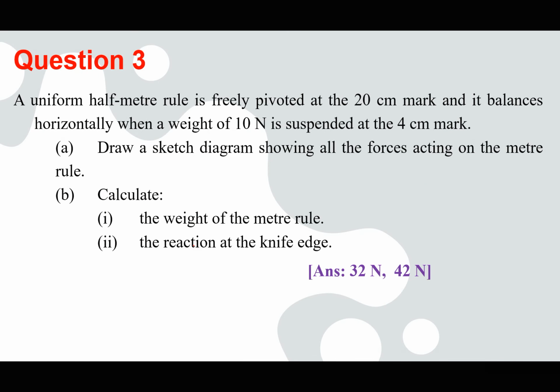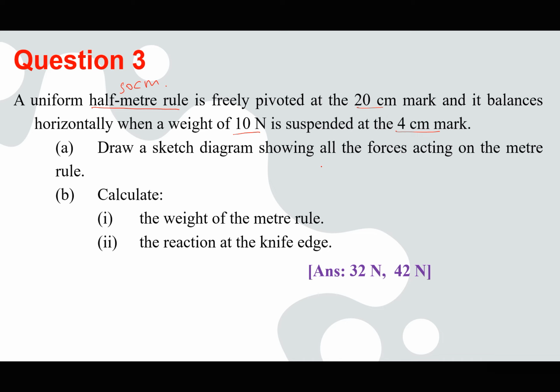A uniform half meter rule. A half meter rule is 50 centimeters. It is freely pivoted at the 20 centimeter mark, and it balances horizontally when a weight of 10 newtons is suspended at the 4 centimeter mark. Draw a sketch diagram showing all the forces acting.